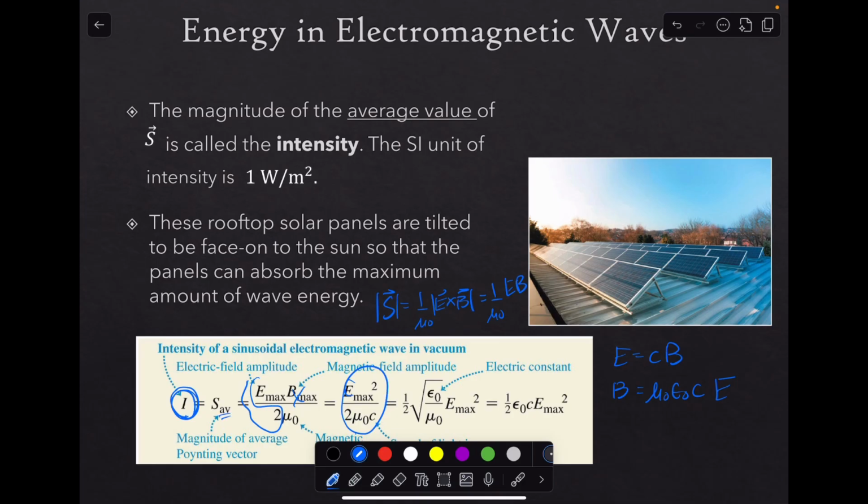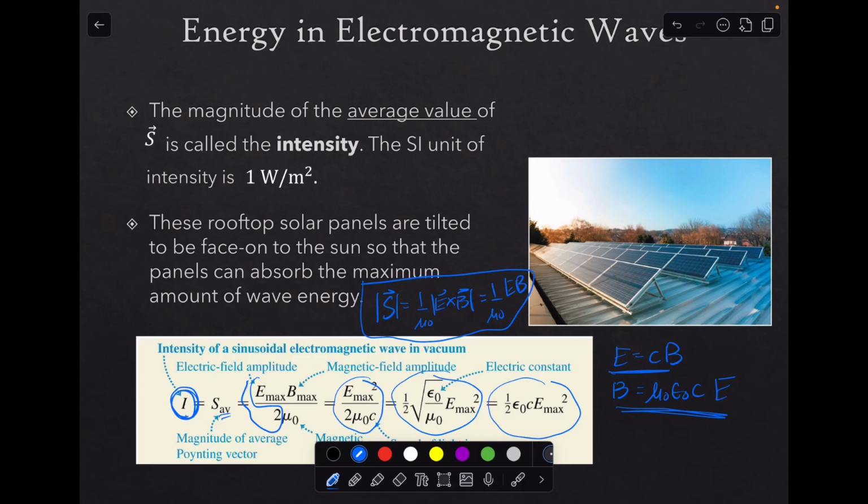And then the EB over mu naught, well, that's just the magnitude of that Poynting vector, right? It's just E times B times sine of the angle between E and B, which is 90, which makes it 1 divided by mu naught, all right? And so we can use all of our different expressions for E and B. We can plug those in and get a few other versions of the intensity of an electromagnetic wave, all right?